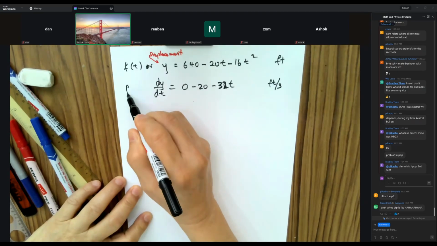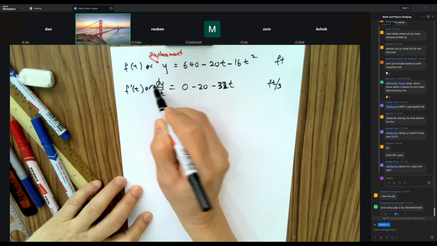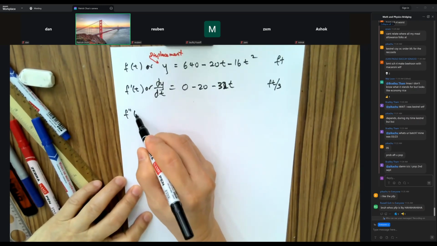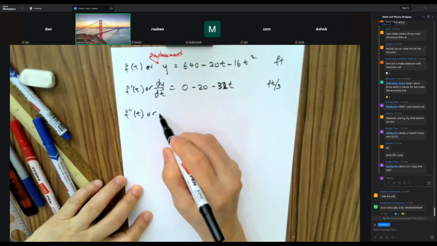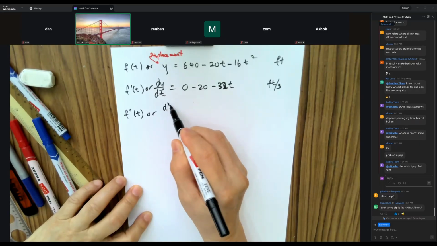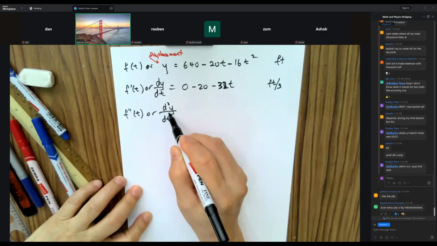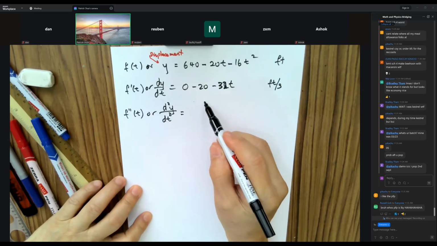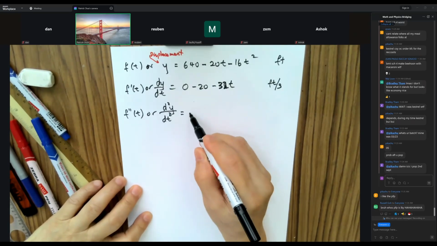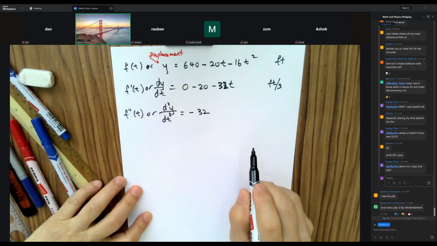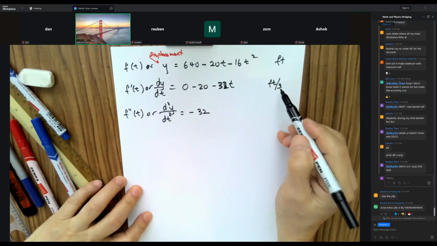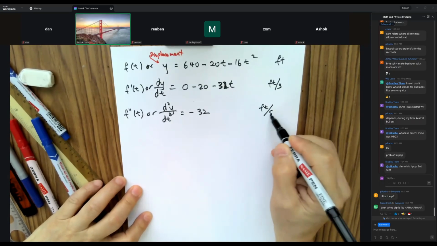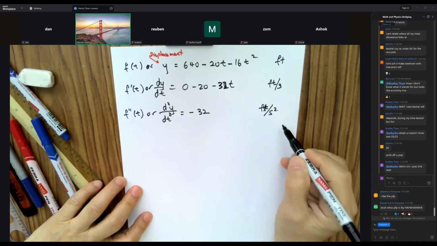Now you differentiate one more time. So this is your f prime of t. Now you differentiate one more time, you get f double prime of t, or if you like, it's your acceleration term, d squared y over dt squared. Now differentiate as usual, power rule. Differentiate a constant is 0. Differentiate minus 32t is minus 32. So you divide by time again, so it's feet per second squared.